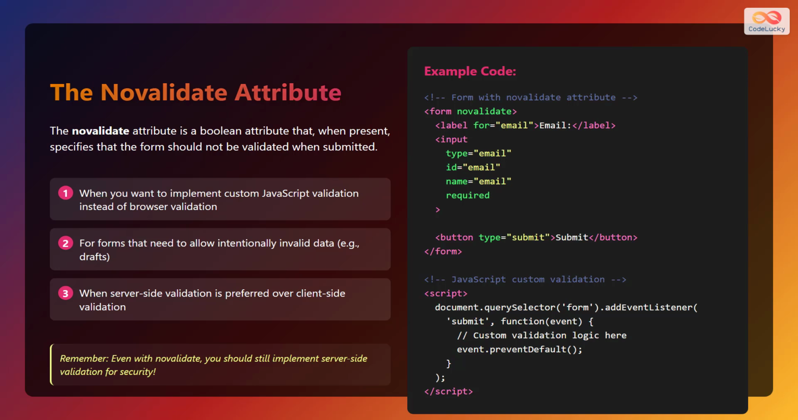Here's an example. The code shows a form with the novalidate attribute. It contains an email input with the required attribute. There's also a JavaScript section that prevents the default form submission and allows for custom validation logic to be added.